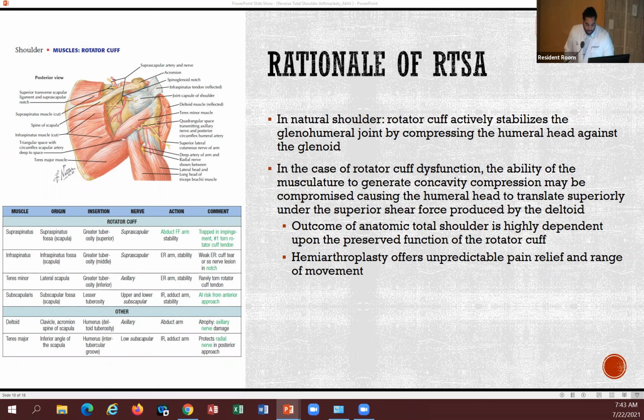And as I previously mentioned, in terms of using an anatomic total shoulder, it's really dependent upon a functioning rotator cuff. So that wasn't a possibility for our patient. And in terms of utilizing a hemiarthroplasty for our patient, hemis have unpredictable outcomes. Sometimes they offer pain relief, sometimes they don't. But research in one of the articles that I'll show towards the end shows that they offer variable functional outcomes as compared to reverse total shoulders.